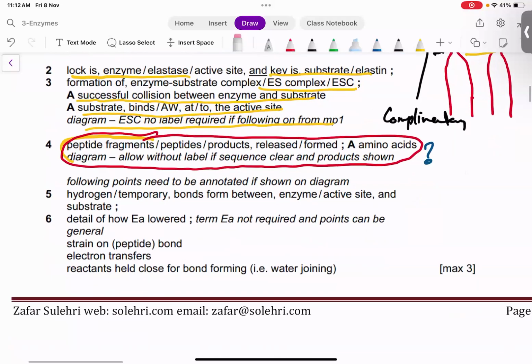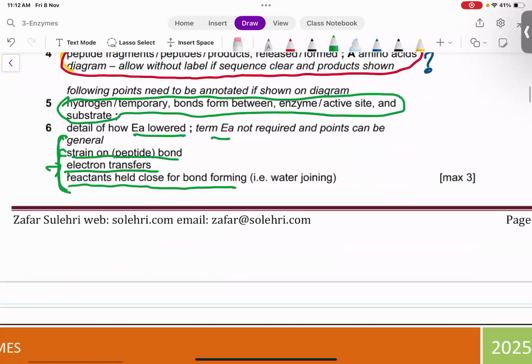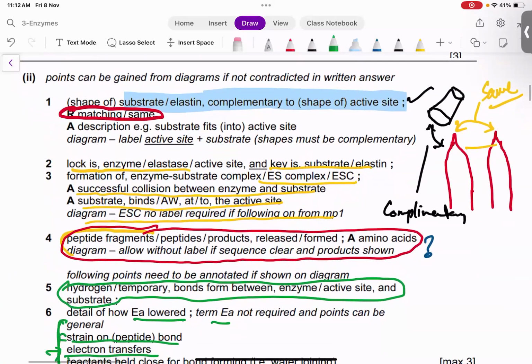Now, temporary hydrogen bonds are formed between the enzyme active site and the substrate. So this is how the substrate binds into an active site, with lowering of activation energy, and it puts a strain on the bonds, and there may be an electron transfer between the substrate atoms, and reactants are held close to form bonding. So these are the different ways when a substrate is bound into an active site, the enzyme converts the substrate into the product. Okay. So that's how the lock and key model can be explained.